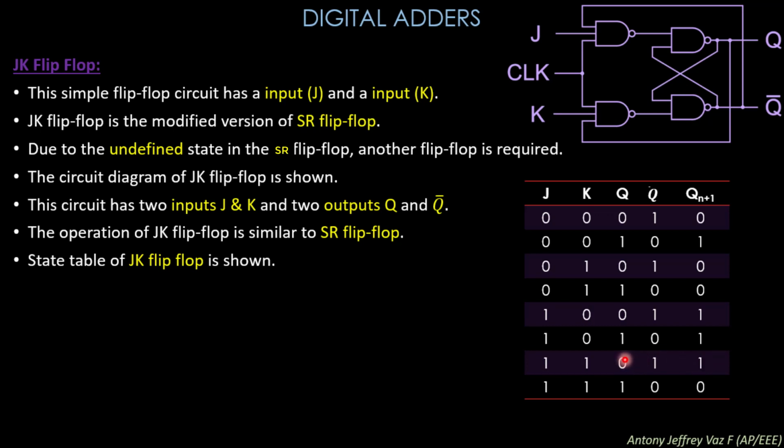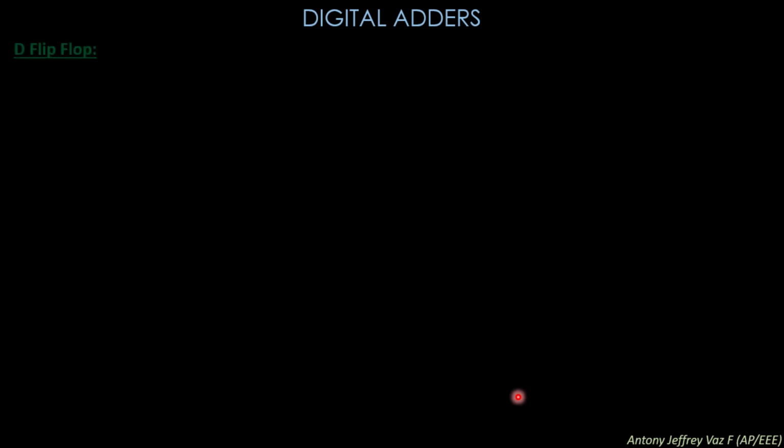So if the present value is 0, in the next state it is inverted to 1. Similarly, if the present value is 1, then the next state is inverted to 0. So this is the basics of the JK flip-flop.